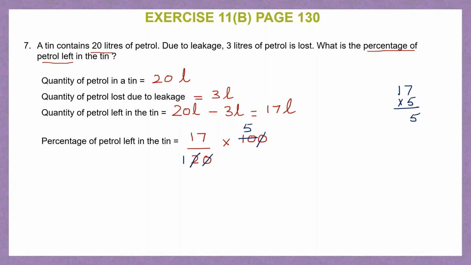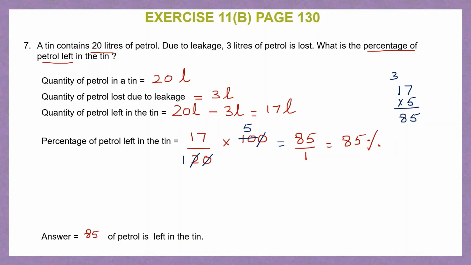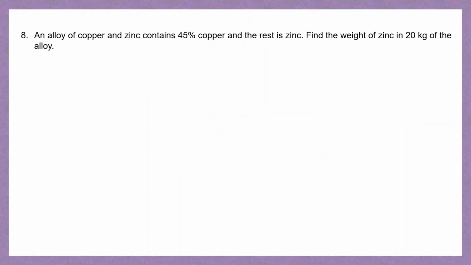5 sevens are 35, carry 3. 5 ones are 5, 6, 7, 8. So we have got 85 by 1, which is 85 percent. So the percentage of petrol left in the tin is 85. So the answer is 85% of petrol is left in the tin.